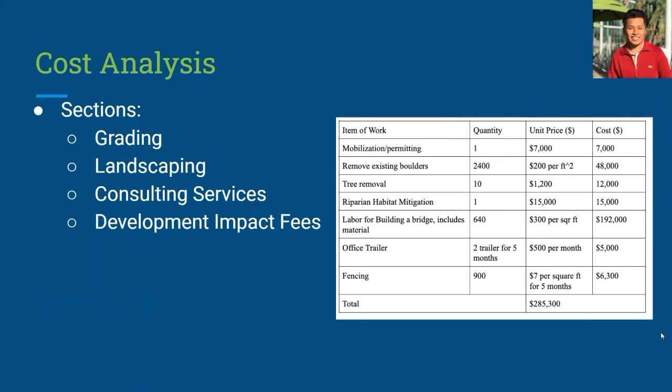For this project, to determine the total cost of building a bridge, we looked into different sections. We looked at grading, landscaping, consulting services, and development impact phase. On the right side, you can see the image of how we divided the cost of the work. We determined that the total cost of work would be about $285,300.